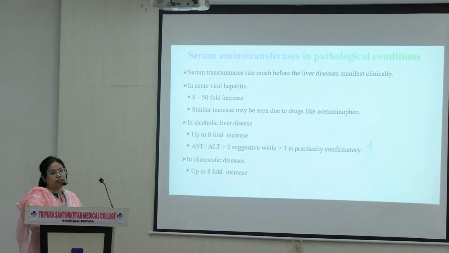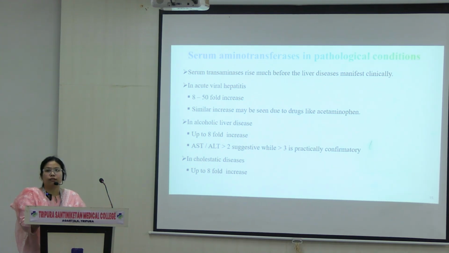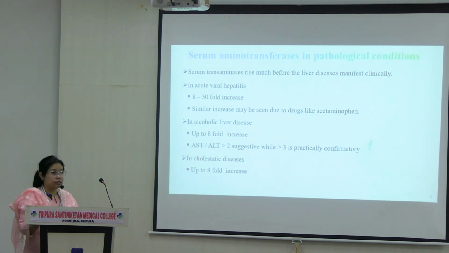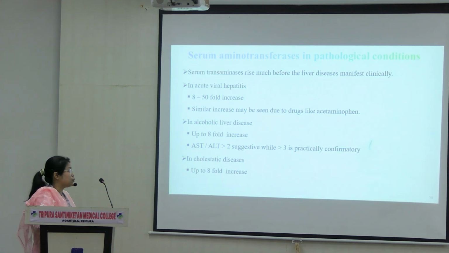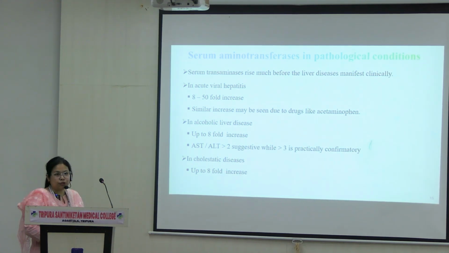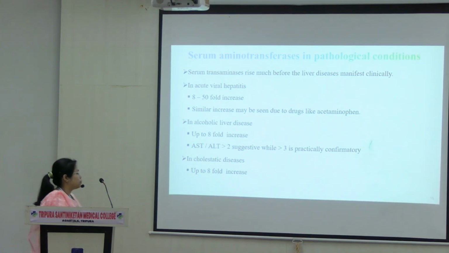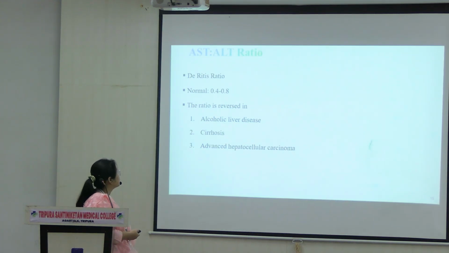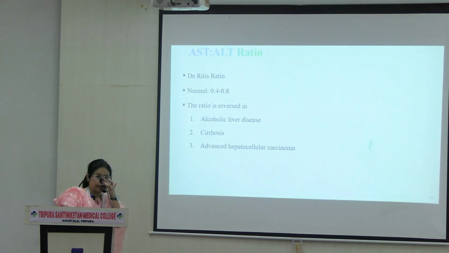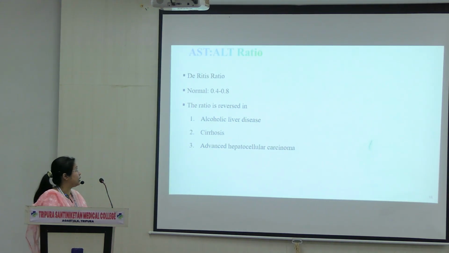AST and ALT ratio होता है, we'll go into the next slide. If this ratio is more than 2, that is highly suggestive of alcohol abuse or alcohol liver disease. In case it is more than 3, if the ratio is more than 3, that is practically confirmatory of alcohol liver disease. In cholestatic disease, it can increase up to 8-fold. So this is called de Ritis ratio, the ratio between AST and ALT.